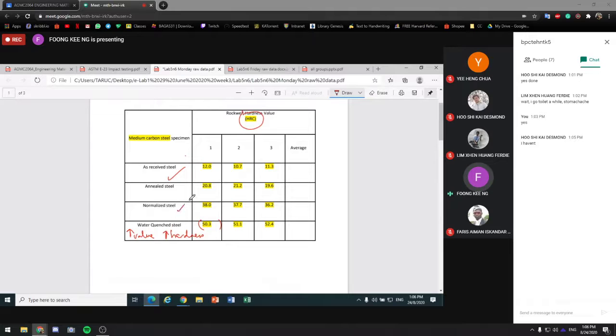Second hardest is normalized. That will be annealing. The annealing sample's purpose is to soften. Soften means you should get a lower hardness. So therefore the value reflected in here is quite justifiable. And so you can see from here, this is normalized, this is for the hardened sample value. Okay, so this is how you write your discussion.